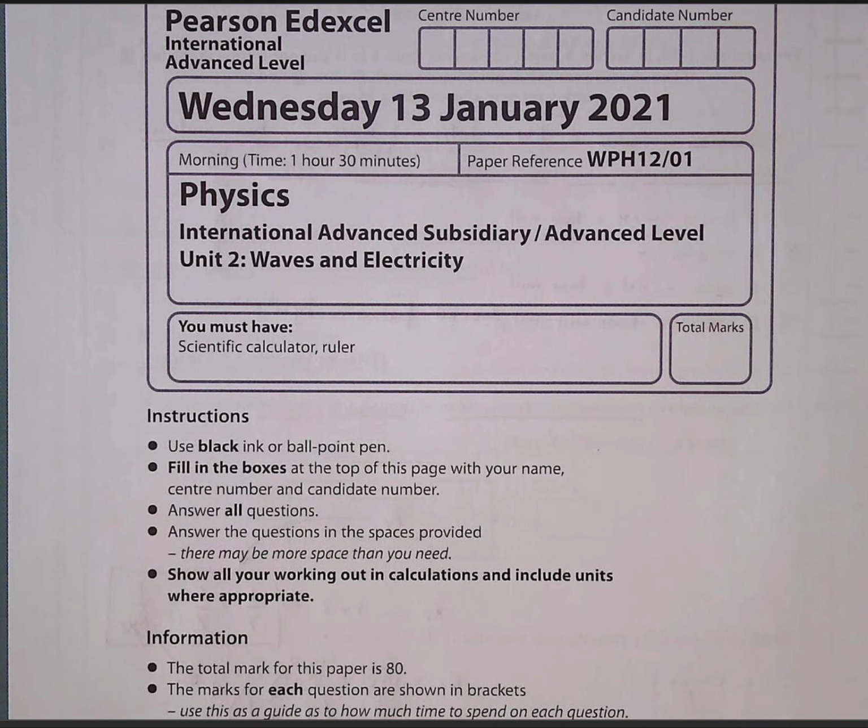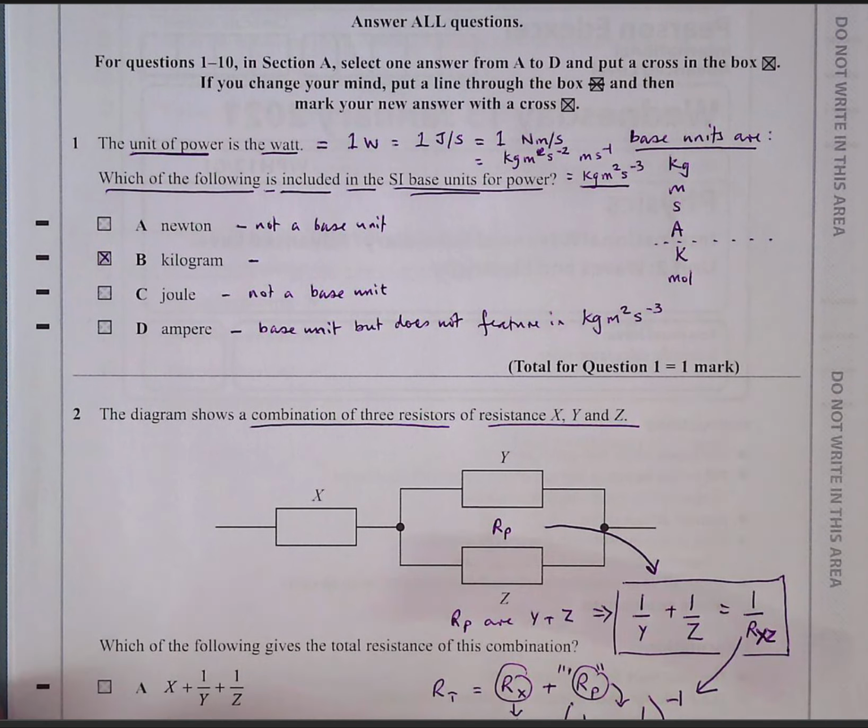Okay, so the next paper we're doing is 2021 January Physics International A-Level Edexcel for Unit 2 Waves and Electricity. Okay, so we'll go straight into it. Start with the multiple choice. So the first question is about the unit of power, being the watt.